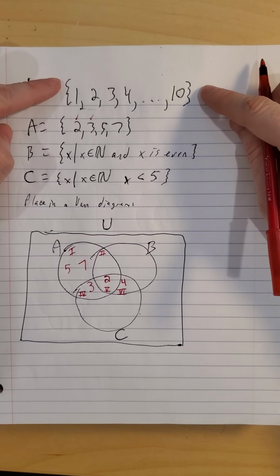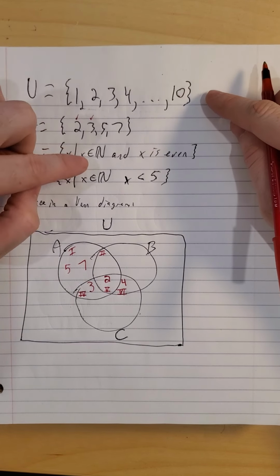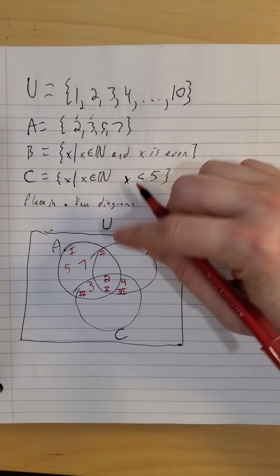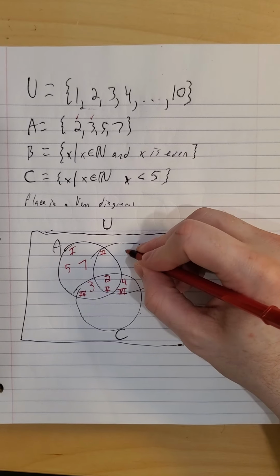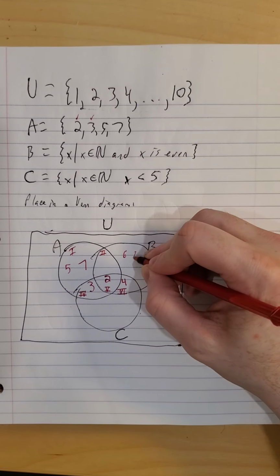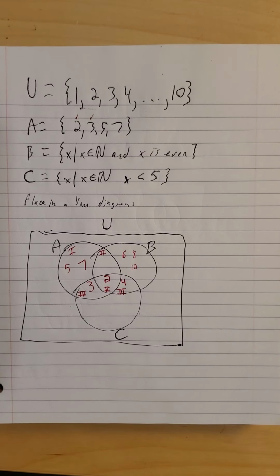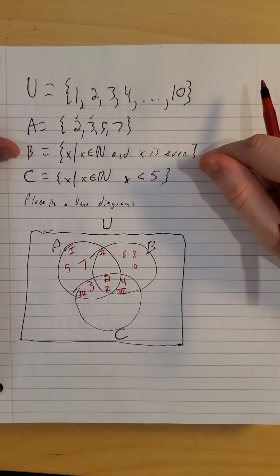X is in our universal set, is a natural number, and even. We already have 2 and 4. However, we have not put down 6 or 8 or 10 yet. Those are other even numbers, so those would have to be part of B.